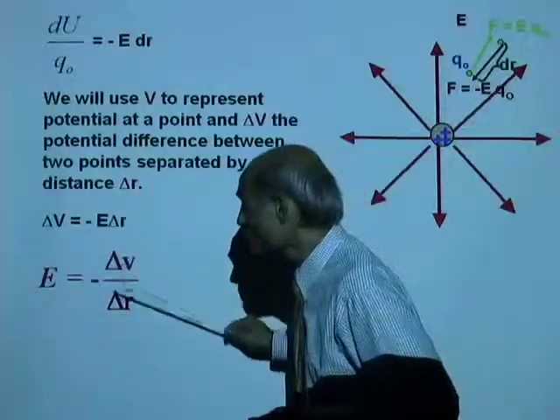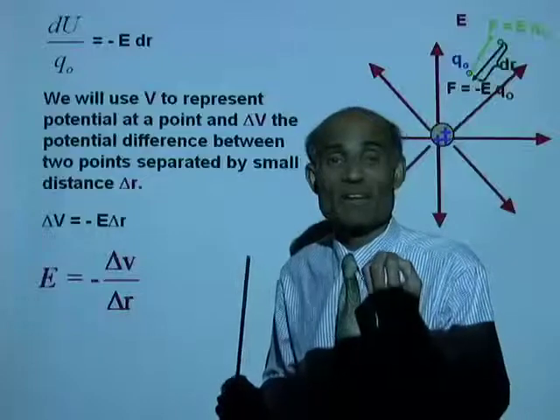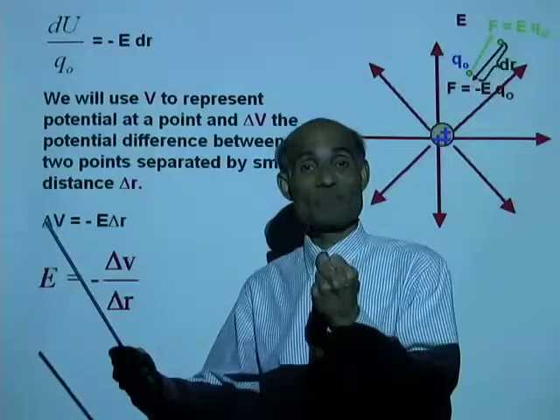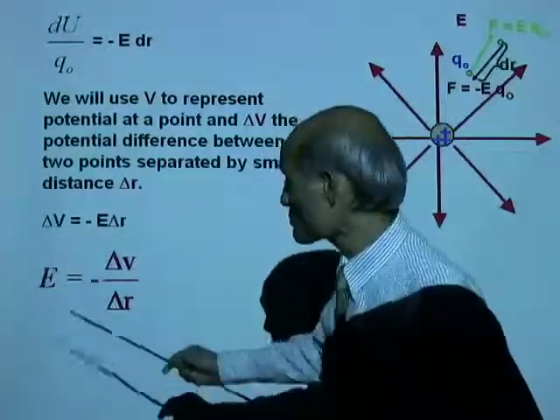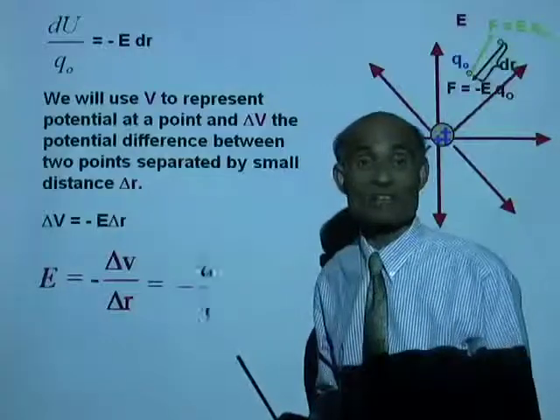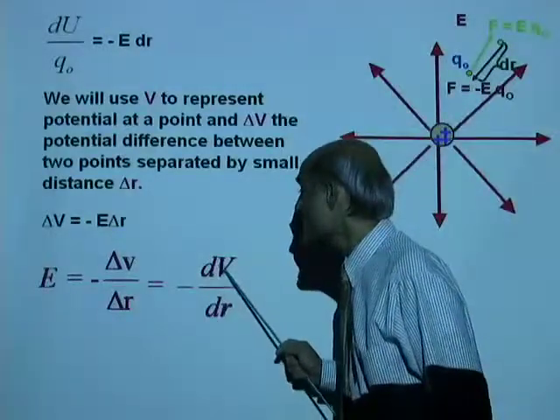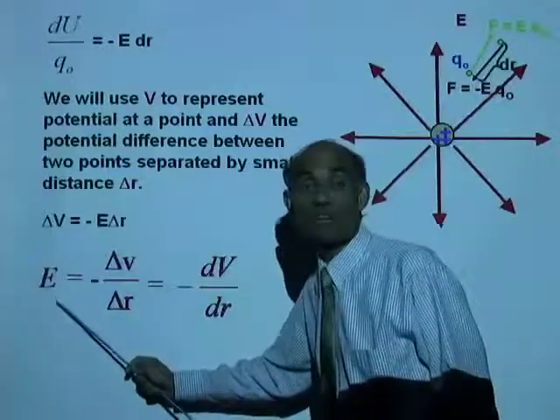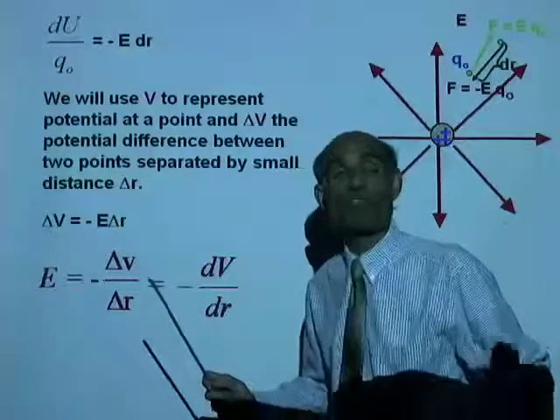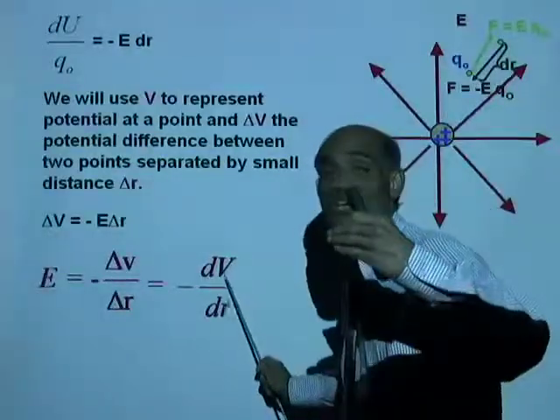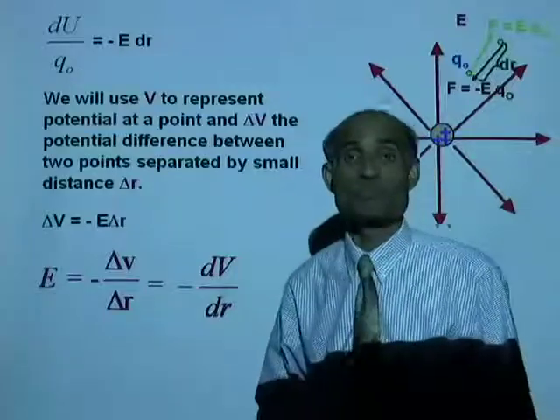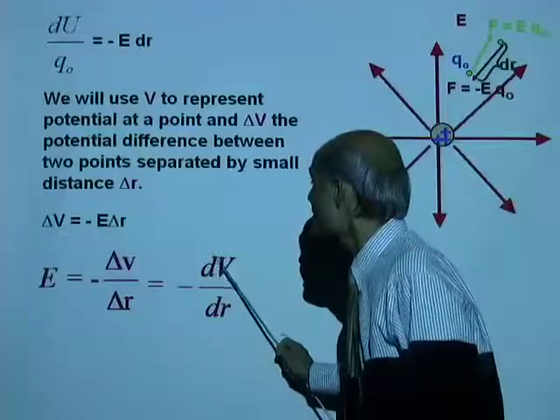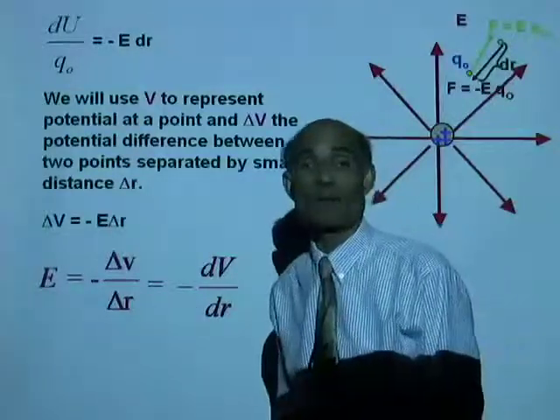What does delta V divided by delta r define? It is the rate at which the potential changes with distance. You see that? In other words, we can actually write this using calculus. That's equal to negative dV over dr. So electric field is negative of the rate of change of potential with respect to distance. That is a very important equation. E equal to negative dV over dr.